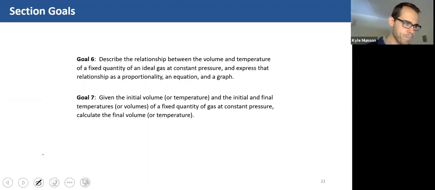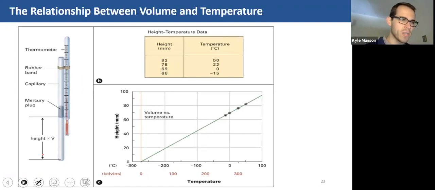Okay, so here's the relationship between volume and temperature of an ideal gas. There's this experimental apparatus on the left where we have a thermometer that's rubber banded to a capillary tube. In this capillary tube, there's some air trapped down here with a mercury plug on the top. Because the diameter of the capillary tube is constant, the height of this air bubble is proportional to the volume of the gas in this capillary tube. A student might perform this experiment, change the temperature and measure the differences in height. This is a table of the data that a student might collect.